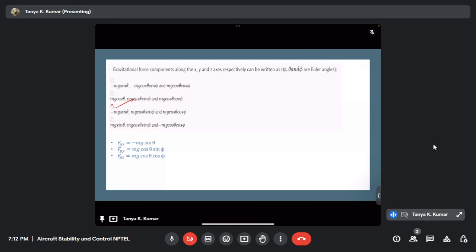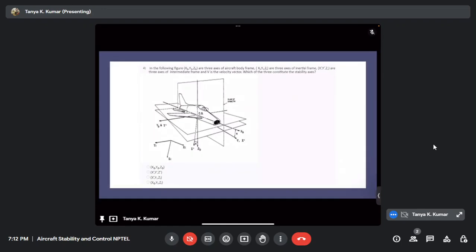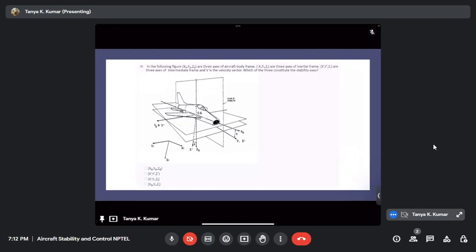Now this is the figure that I had shown you previously. It's taking some time to load. Okay. In the following figure, xb, yb, zb are the three axes of the aircraft body frame. xi, yi, zi are the axes of the inertial frame. x dash, y dash, z dash are the three axes of the intermediate frame, and v is the velocity vector. Which of these three constitute the stability axis?